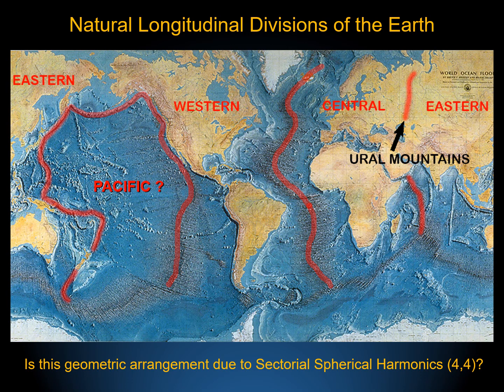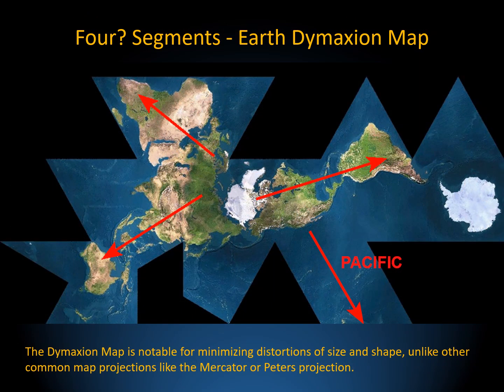The Pacific segment is obviously devoid of the slag-like sialic material emanating from the North Pole. Could this lack of continental material in the Pacific be due simply to a blockage at the Bering Strait, which is between Russia and Alaska? Here on the Dymaxion map, we can see the Pacific segment going off to the southeast.